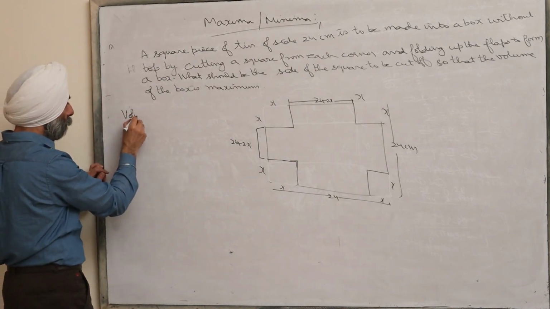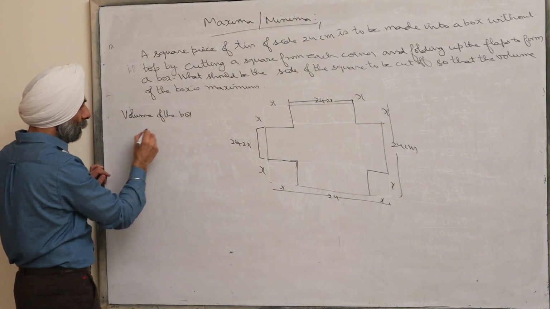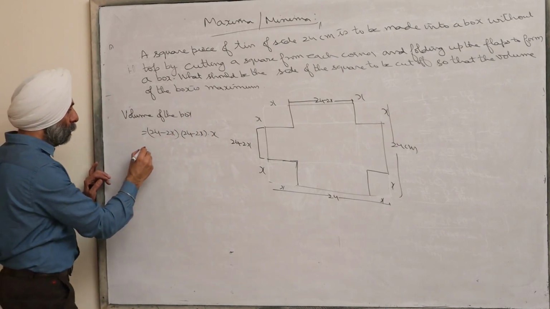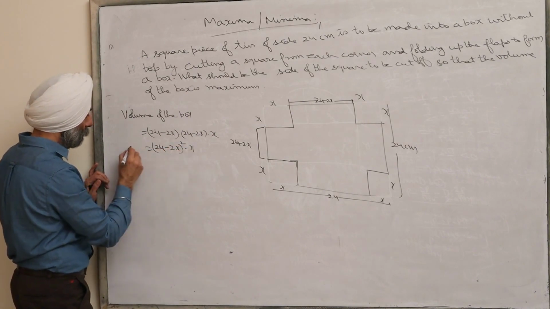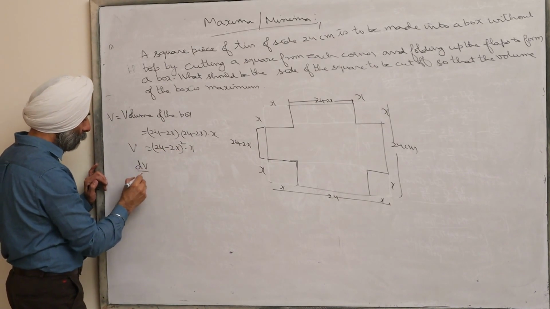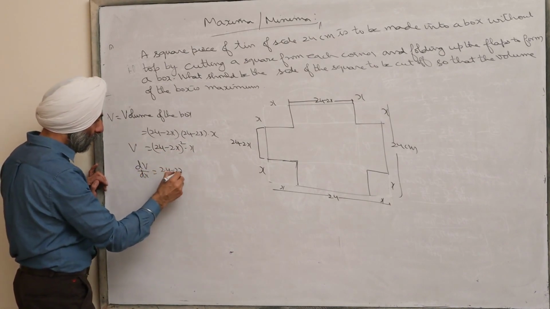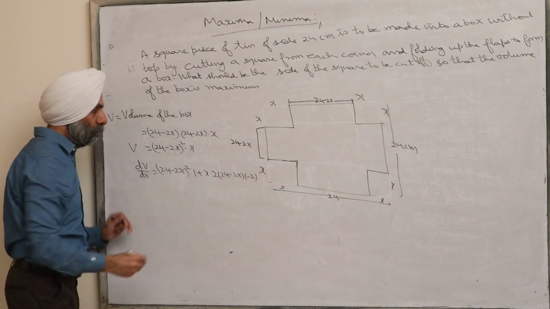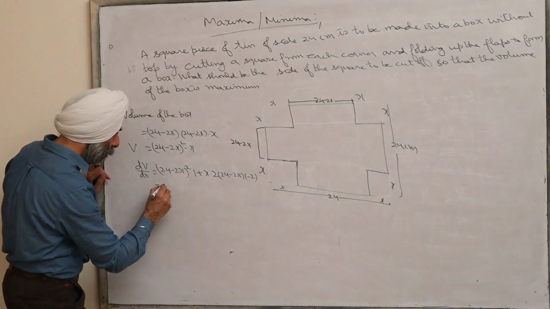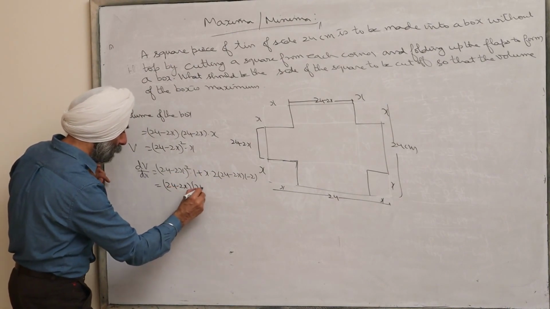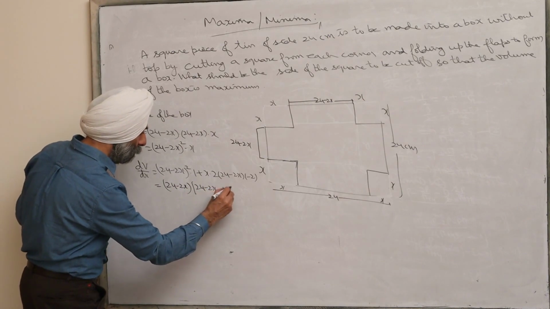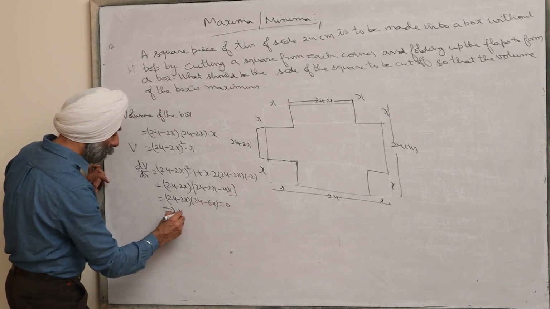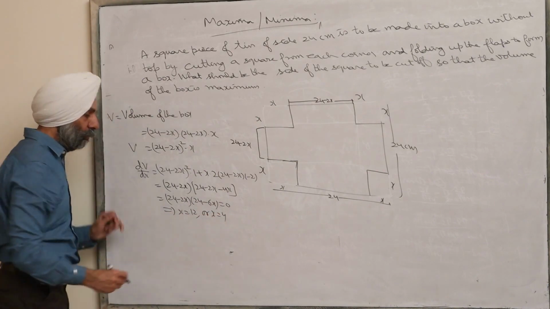So what is the volume of the box? You can see here it is 24 minus 2x, length into breadth into the height. So this is equal to 24 minus 2x whole square into x. Let's say this is your volume. Then what is dV over dx? It is 24 minus 2x whole square into 1 plus x times 2 times 24 minus 2x into minus 2. So if we take 24 minus 2x common, it is 24 minus 2x into 24 minus 2x minus 4x, which equals 24 minus 2x into 24 minus 6x. Equated equal to 0, this implies x is equal to 12 or x is equal to 4.